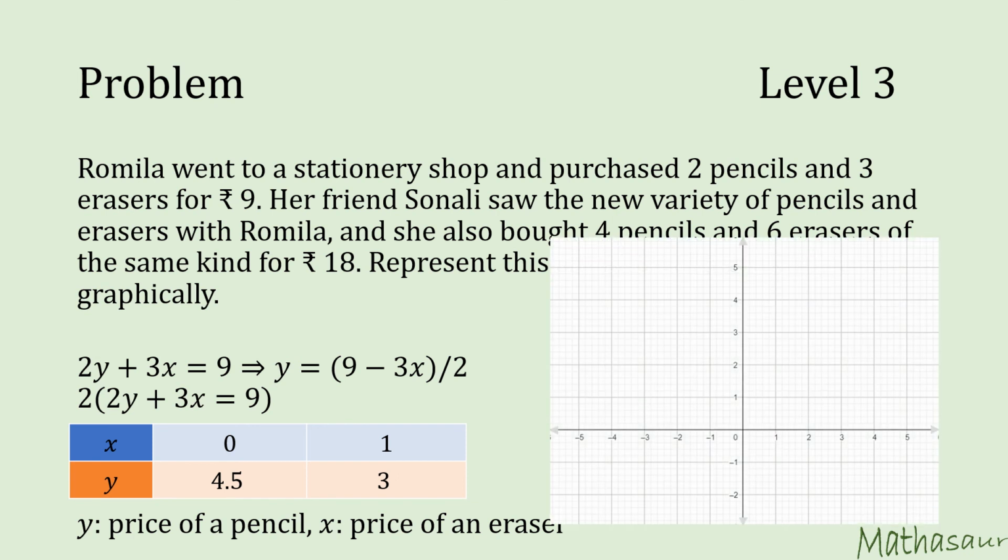Let us plot these 2 points on the Cartesian plane. Let us join these points and draw a line. Please note the 2 arrows we put on either end of a line to represent it. Let us label this line with both the equations. 2y plus 3x equals 9 and 4y plus 6x equals 18.